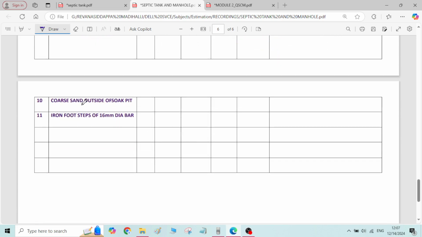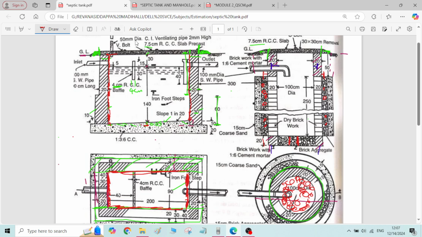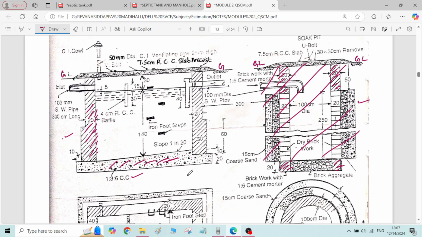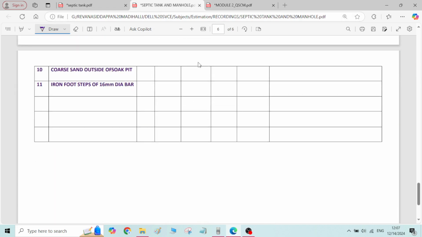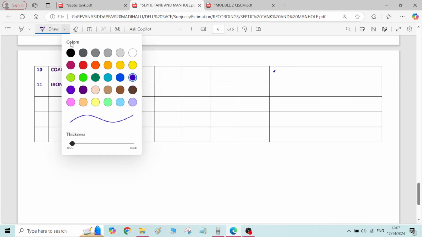Okay, and next is core sand outside of the soak pit. This layer, core sand, this layer is there now. Whatever the way we have calculated the dry brick aggregate, the same way we have to calculate. First we have to calculate the average diameter. What will be the average diameter now? 1 plus 0.2 into 2 plus 0.15 into 2 plus 0.15 divided by 2 plus 0.15 by 2 on both sides.